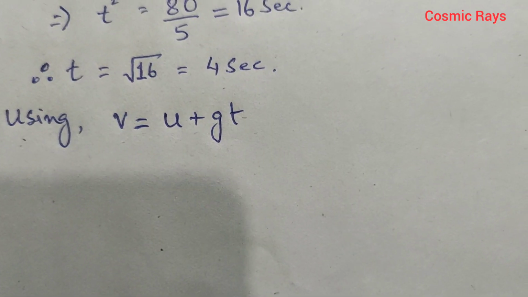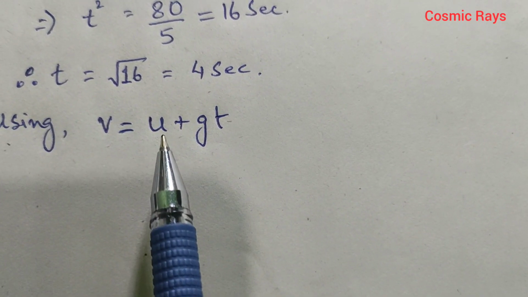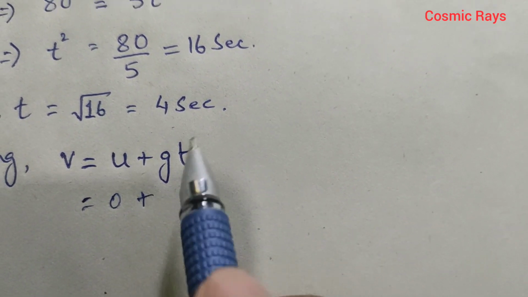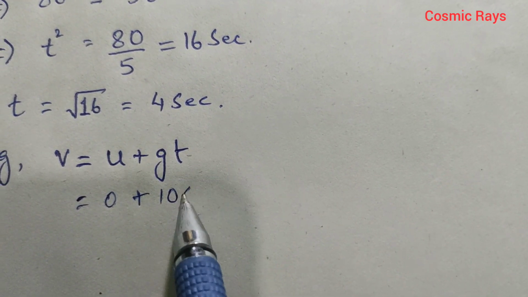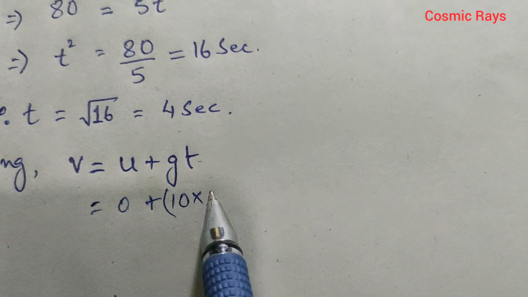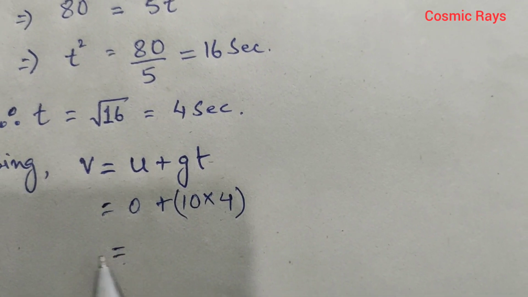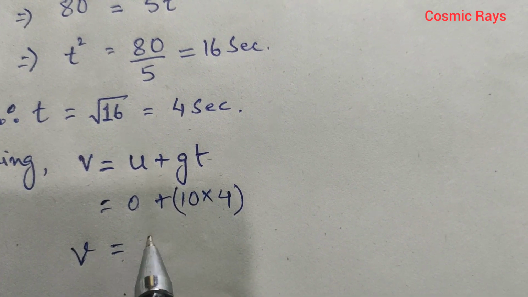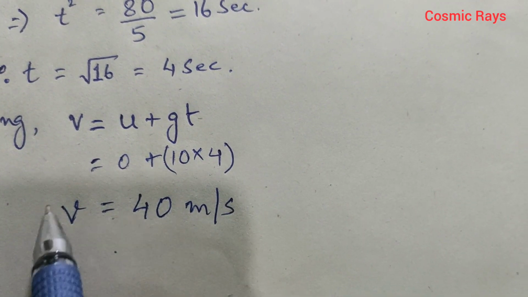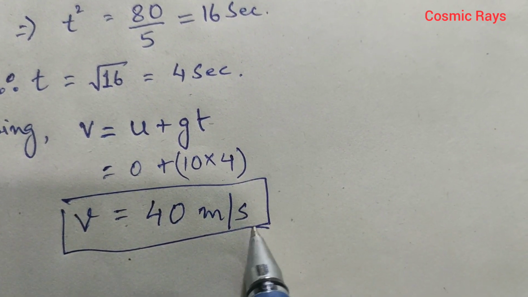Now initial velocity u is 0, so we write it as 0 plus acceleration due to gravity, which is 10, multiplied by the time that we have calculated, which is 4 seconds. So the final velocity is 10 into 4, 40 meter per second, which is the answer for the second part.